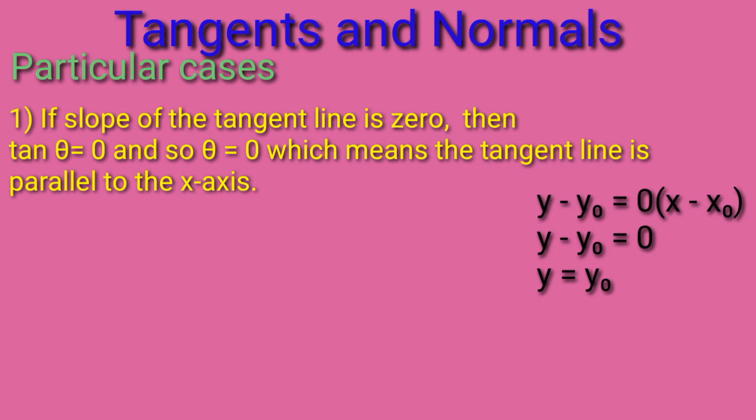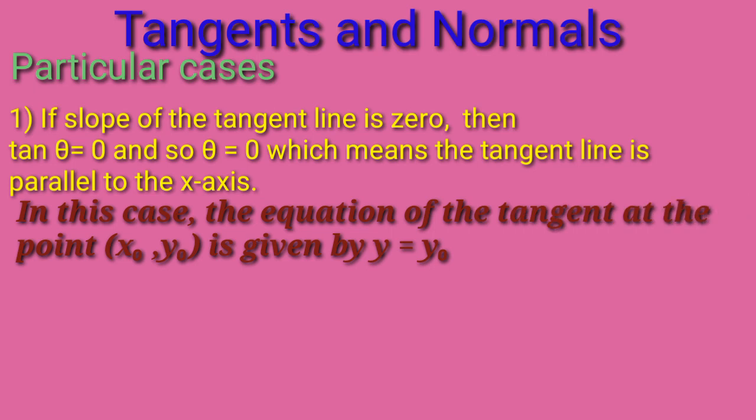That is, if the slope of the tangent line is 0, then the equation of the tangent at the point (x naught, y naught) is y is equal to y naught. Consider the second case. First case, theta is equal to 0 there. In the second case, theta is equal to pi by 2.